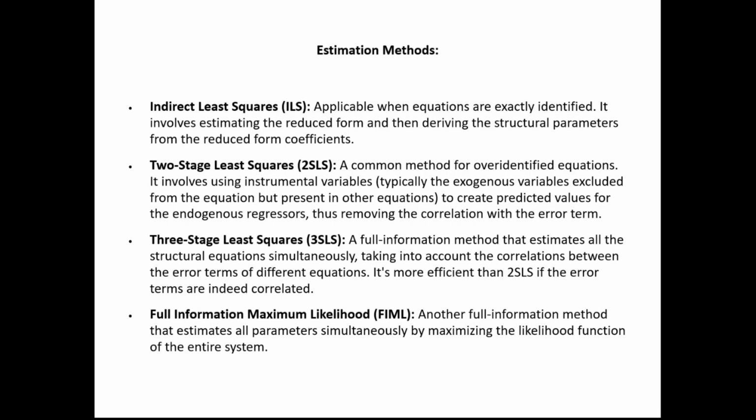So just remember that. And the fourth method is called full information maximum likelihood estimation. Another full information method, all parameters are estimated simultaneously by maximizing the likelihood of the entire system. So these are the four methods that you use when you use simultaneous equations.